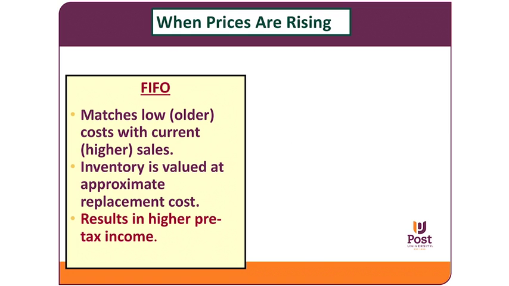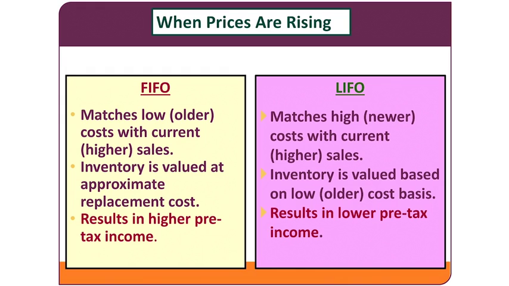Under the FIFO system, inventory is valued at approximate replacement cost. Under LIFO, inventory is valued at oldest cost. In a period of rising prices, FIFO results in higher pre-tax income, and LIFO results in lower pre-tax income.